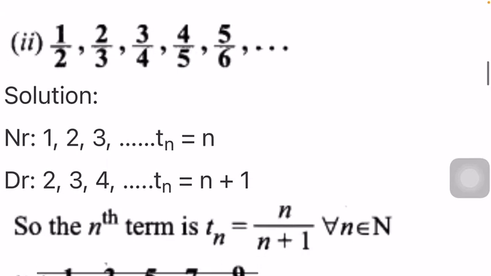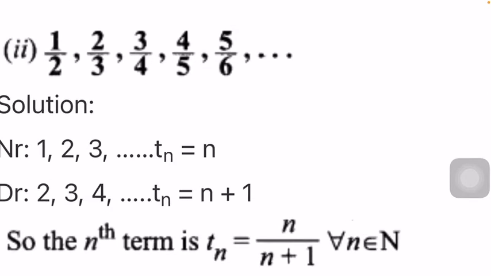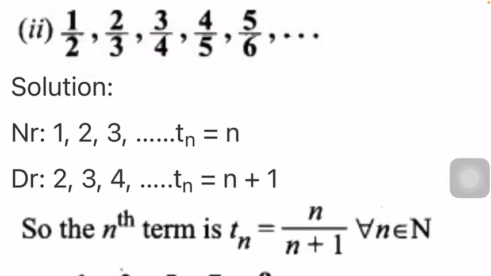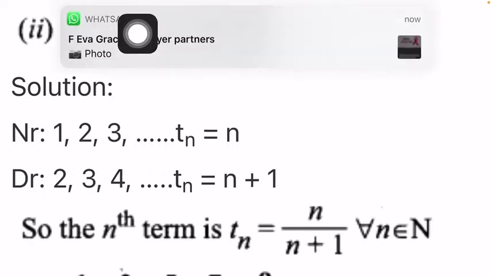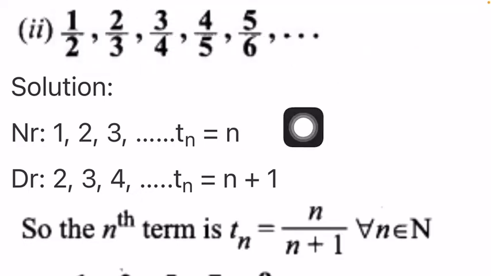Okay. Second one, 1 by 2, 2 by 3, 3 by 4, 4 by 5 and 5 by 6. So here the denominator in the first term is the numerator in the second term. Similarly, the denominator in the second term is the numerator in the third term. The denominator in the third term is the numerator for the fourth term. Also the numerators are 1, 2, 3, 4, 5, and it goes on.